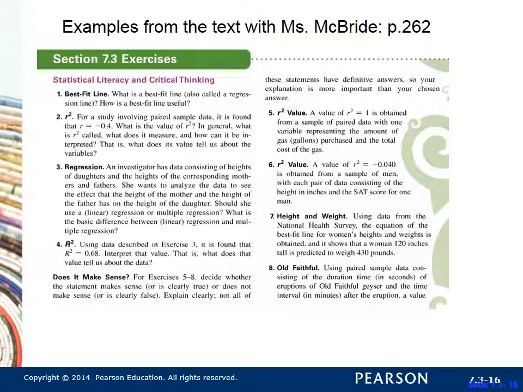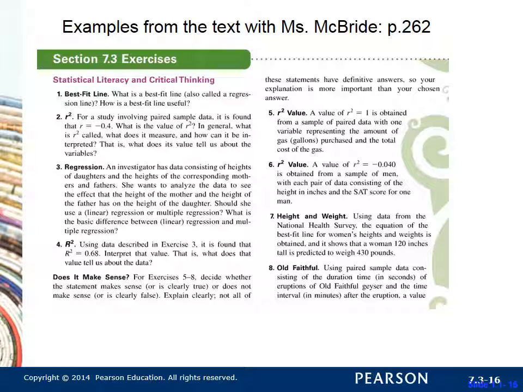What is the basic difference between linear regression and multiple regression? All right, so linear regression means I have one explanatory variable. Multiple, I have several for one response variable. In a linear regression, I'm looking for a line of best fit. Number 4, that capital R squared now tells me I'm using a multiple regression.